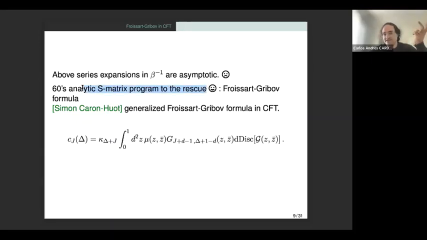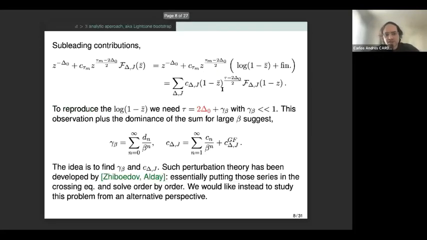So that was bad news, but then some more help from the 60s, from the S-matrix program done during the 60s, came to the rescue. By using some null formula, which is now the Froissart-Gribov formula, Simon Caron-Huot was able to obtain a very beautiful formula that people now know as the inversion formula. So first, let me tell you what the Froissart-Gribov formula is.